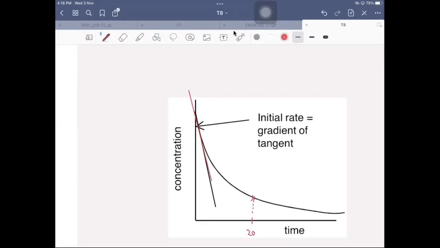And if I want to find the rate at that point, I cannot just assume that the rate is the same. The rate is changing because the gradient is changing. So I need to draw another tangent. Well, that's not a great tangent, but you get what I mean, right? And each tangent is telling you the rate of reaction at a different time.